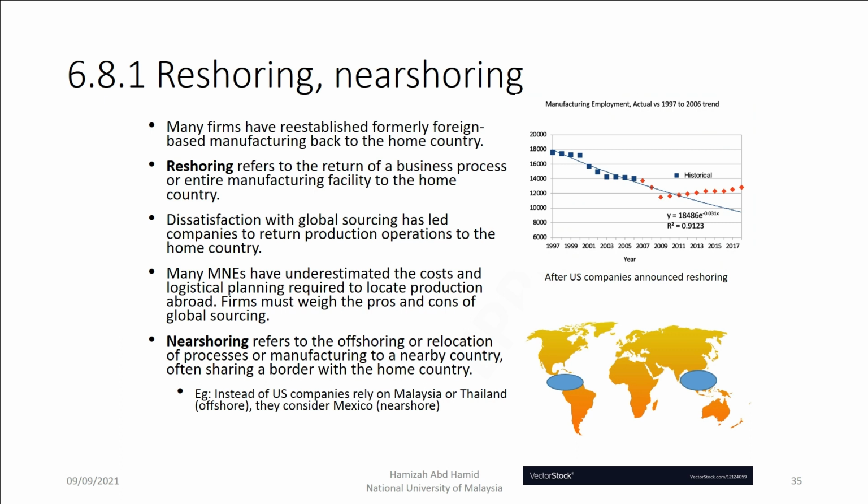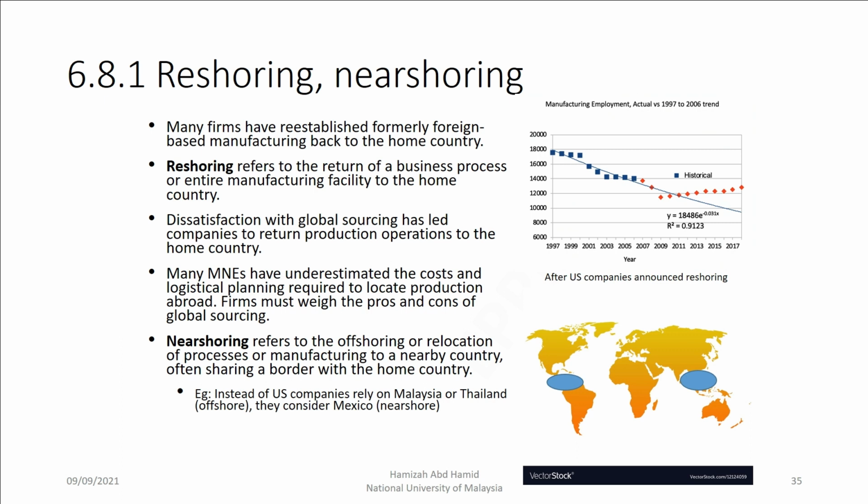Sebab isu sekarang ada banyak multinational company memang nak cut cost saja. So they produce their product dekat China, India dan sebagainya. Tapi China and India also have their own problems. Jadinya isu nak handle dekat negara-negara luar ni sebenarnya lagi mahal. It's more expensive to handle than the manufacturing cost. So usually they come back to the home country. So many multinational companies underestimated the cost and logistical planning required to locate production abroad. So that's why firms must decide and figure out the pros and cons of global sourcing.